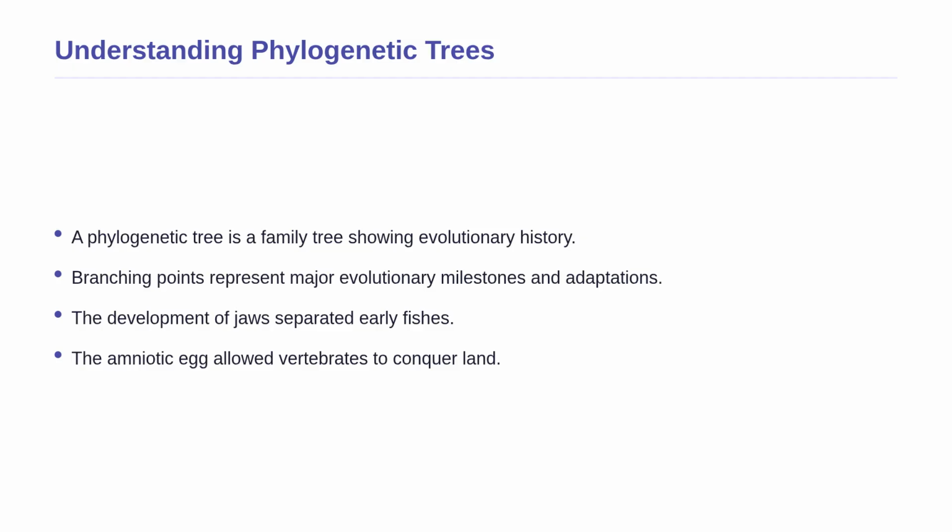Before we look at a visual map of chordates, we need to understand what a phylogenetic tree actually is. Think of it as a grand family tree that shows the evolutionary history and genetic relationships among diverse creatures. Every time a branch splits on this tree, it represents a major evolutionary milestone or a new adaptation.